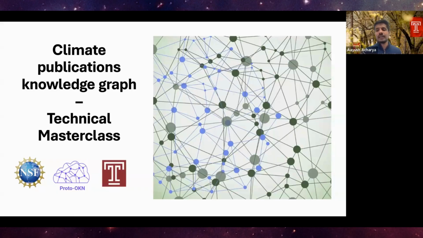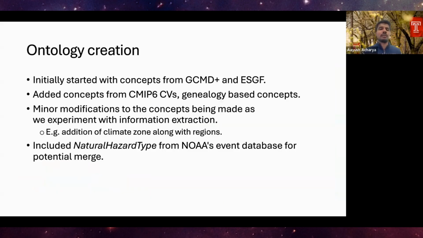So I'll be going over the technical details about how this graph was created. Before that, a slight motivation about how the ontology was created. Over the past year, we've already worked on a climate knowledge graph, and previously we worked with the concepts from GCMD plus. GCMD is the Global Change Master Directory, a NASA ontology, and GCMD plus is something we added to expand that ontology.